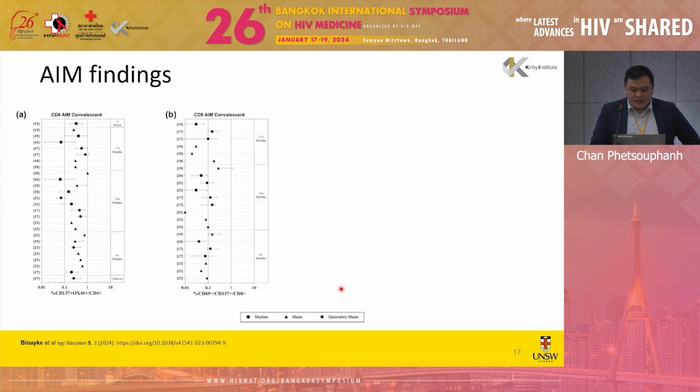And so this is Bineke again, looking at 32 studies with about 80 data sets using AIM assay, and the combination they used, or they looked at, was CD137 and OX40 in CD4s. And you can see the responses in CD4s in convalescence doesn't vary much over time. So there's similar responses early on, 1 to 3 months, all the way up to 6 months. And CD8 responses are generally lower than CD4s during convalescence.